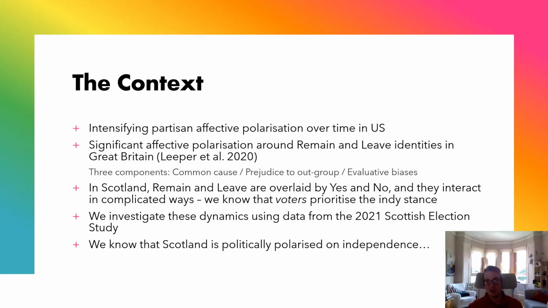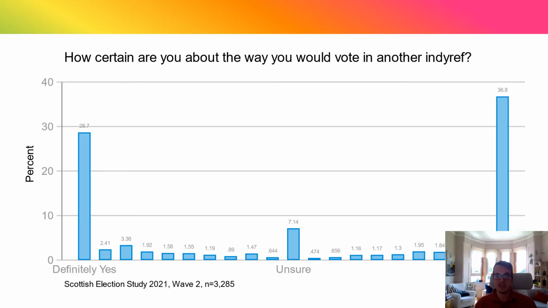In Scotland, obviously, we have the yes and no to independence camps overlapping with the Leave and Remain question, and also interacting with it in complicated ways. We know that voters prioritise the independence stance, but there are all sorts of issues that might arise from these different conflicting identities. And we just want to investigate these dynamics using the data from the latest survey. And we can kick off by showing how politically polarised Scotland is on the question of independence to set the scene. So in the second wave of the survey, we asked respondents how certain they were about the way they would vote in a second independence referendum.